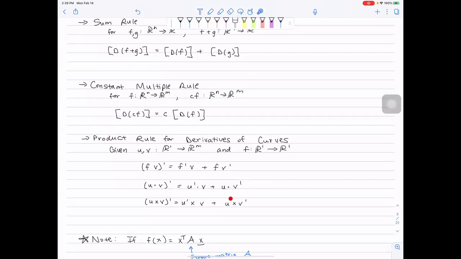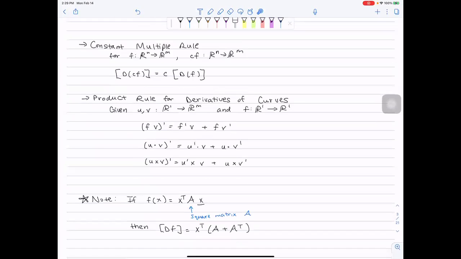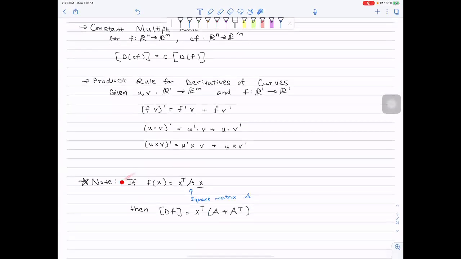You may have noticed the rules for the derivative of a dot product or the derivative of a cross product. You can also use these rules. And finally, Bryce mentioned a nice trick in the video. If you write your function as x transpose Ax, where the capital T is transpose, then you can use this nice formula trick for its derivative.